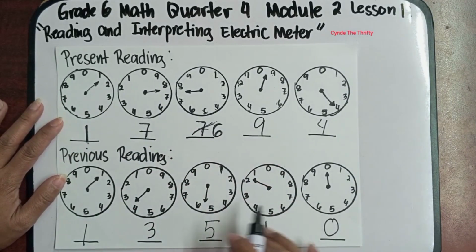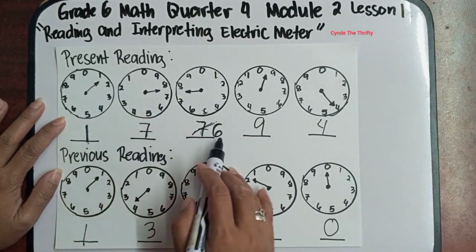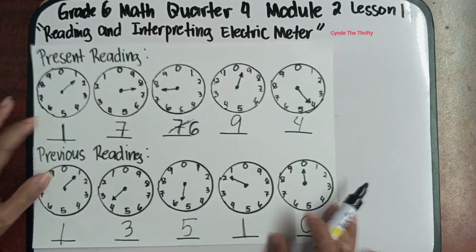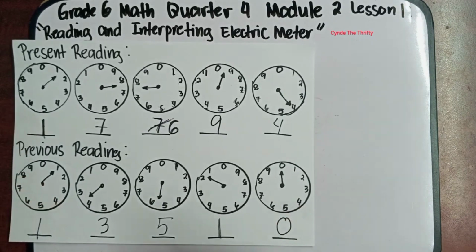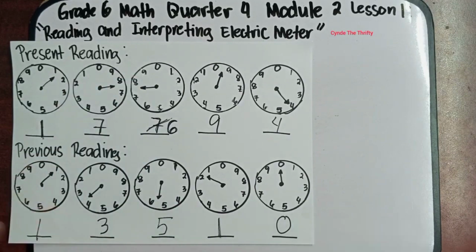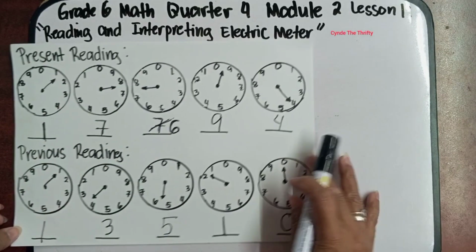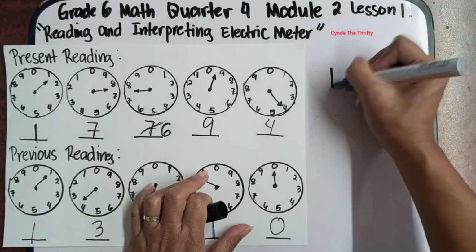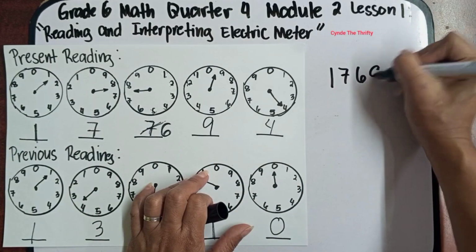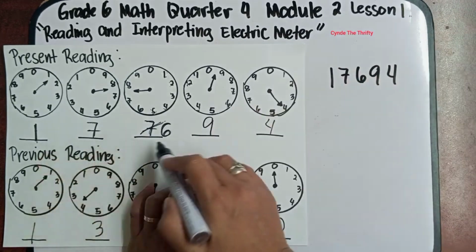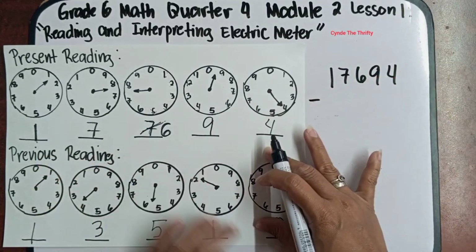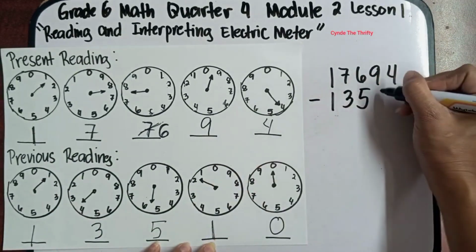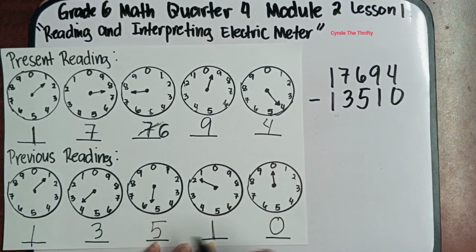Okay, so meron na tayong present reading 17694 at ang ating previous is 13510. So ngayon is i-subtract na natin ang ating previous reading sa ating present reading para makuha natin kung ilang kilowatt hour yung nagamit na electricity. So 17694 subtracted by 13510.